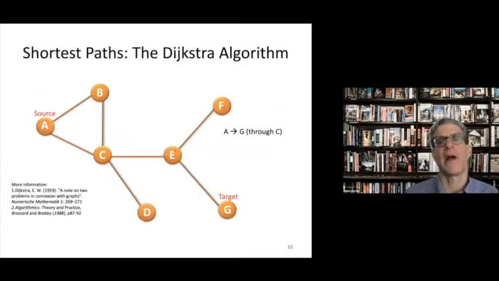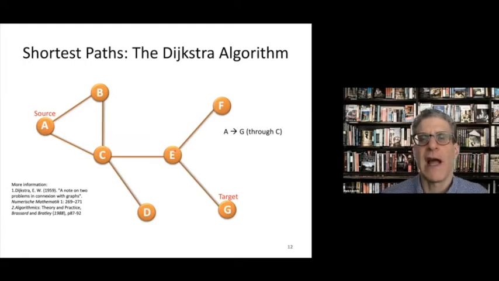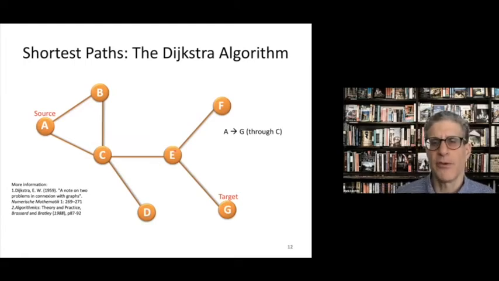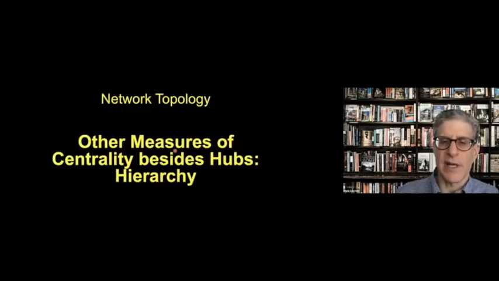And I'm not going to describe it in detail, but there's a particular algorithm that people use to calculate betweenness. It's called the Dijkstra algorithm. It's a very famous graph algorithm that uses dynamic programming, and this is what you would use to calculate betweenness and bottlenecks. So another measure of centrality, let's continue going on, is hierarchy, or tops of hierarchy.